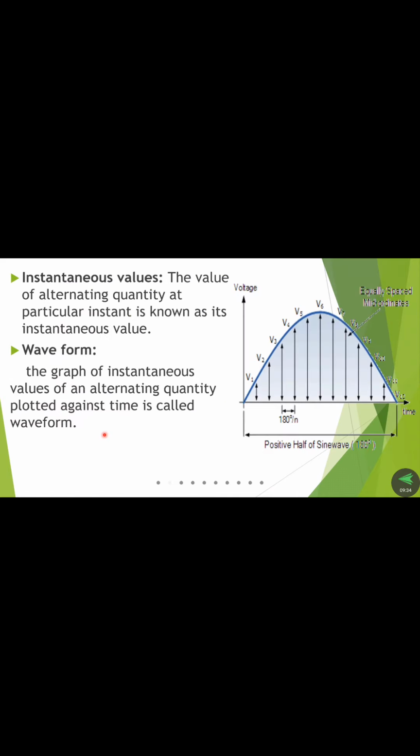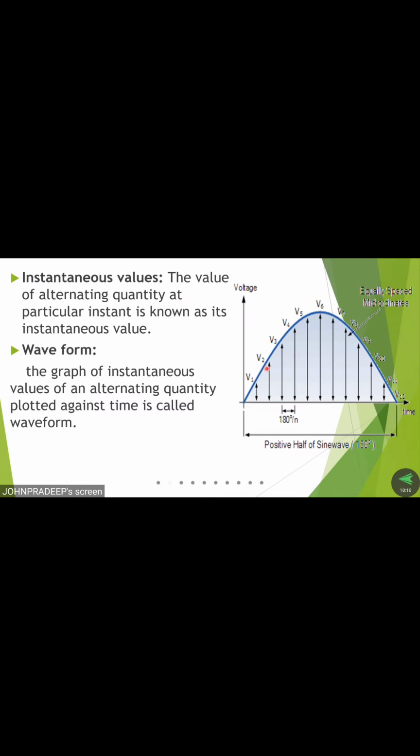Next we discuss instantaneous values. To understand the concept, we take a positive half cycle and split it into small pieces, N number of pieces. The value at any instant of that particular time period is called an instantaneous value. Several instantaneous values can be obtained; the number of parts we divide it into gives that many values.